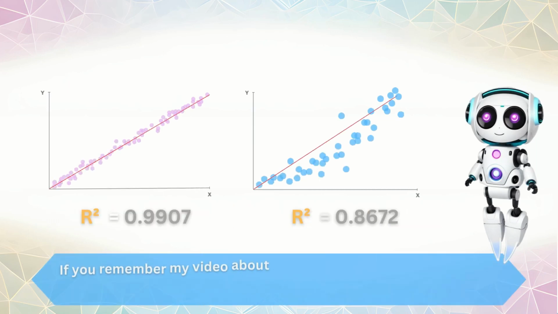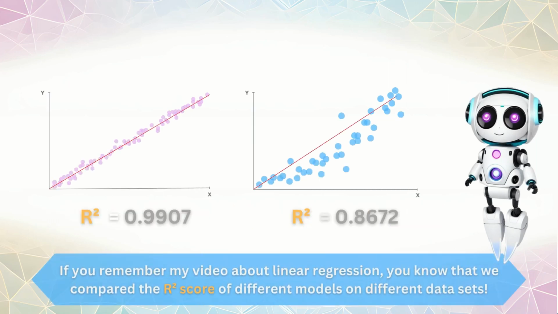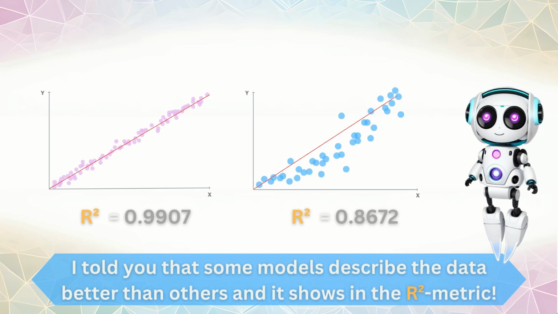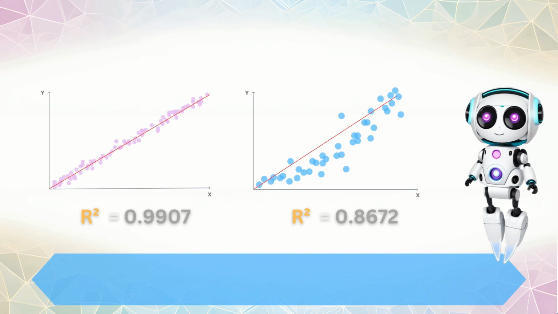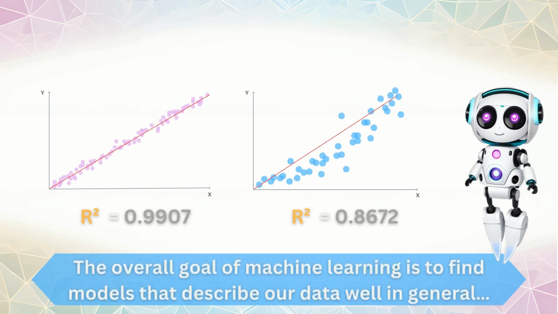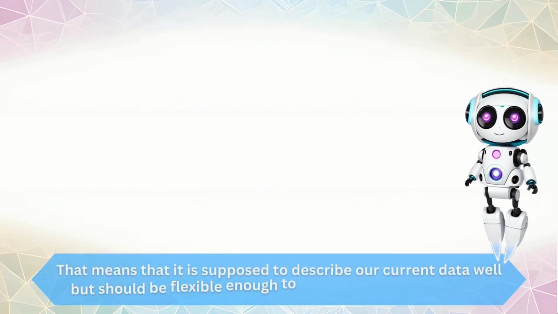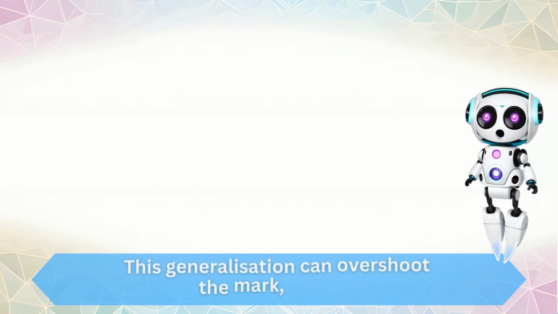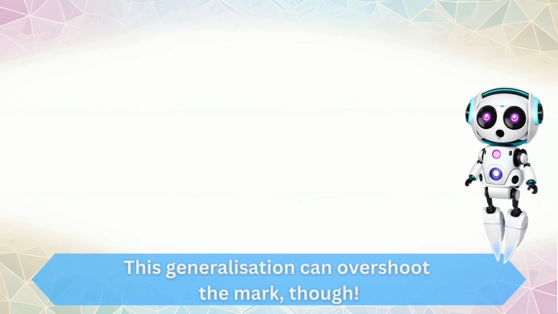If you remember my video about linear regression, you know that we compared the R-squared score of different models on different datasets. I told you that some models describe the data better than others, and it shows in the R-squared metric. The overall goal of machine learning is to find models that describe our data well in general. That means that it is supposed to describe our current data well, but should be flexible enough to be prepared for new data. This generalization can overshoot the mark, though.